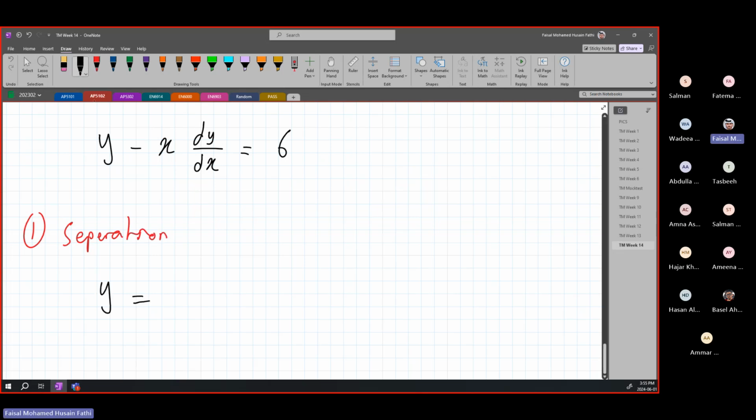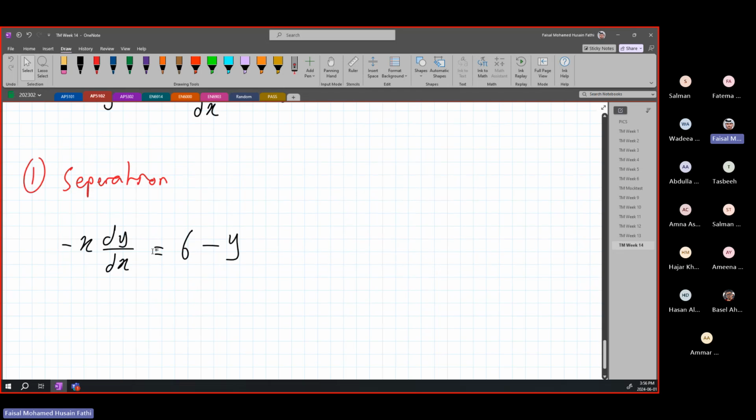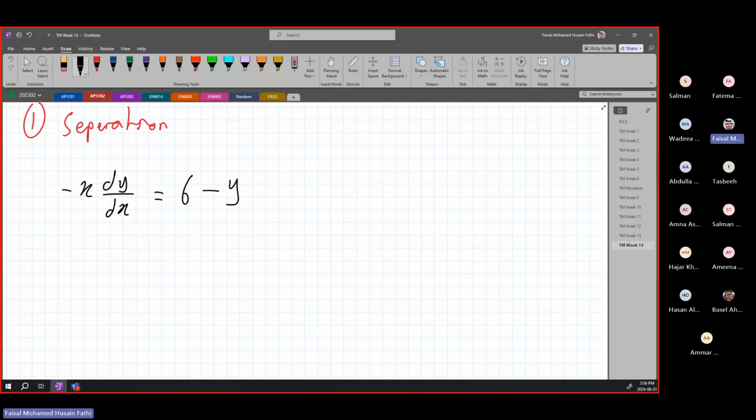So y is equal to 6 plus x dy by dx, right? Or actually, let's do it the other way so you guys don't get confused. Let's keep the dy on the left side. So minus x dy by dx is equal to 6 minus y. Okay? Now, if you notice, we have our dx here in the denominator, all right? We want it to be in the numerator. So what can we do? We can multiply both sides now by dx, so it's going to be minus x dy is equal to 6 minus y times dx, all right? Again, all I did was move this up here. That's all I did.